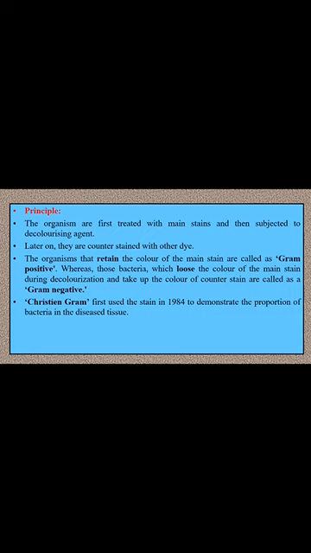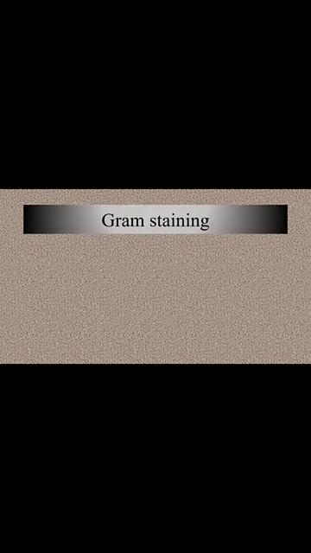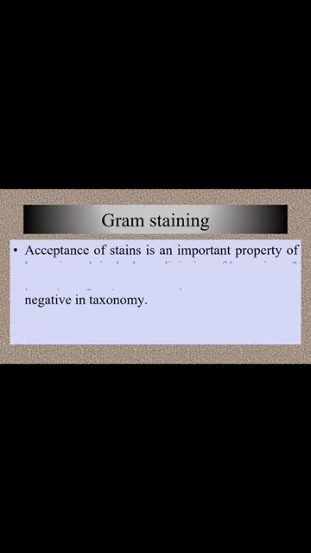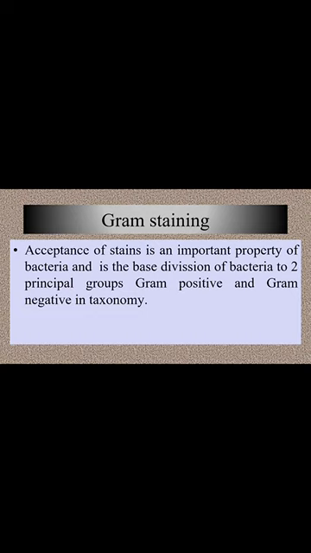The scientist Christian Gram first used the stain in 1884 to demonstrate the presence of bacteria in diseased tissue. There are different modifications of gram staining using the same principle. Acceptance of stain is an important property of bacteria and is the best basis for dividing bacteria into two principal groups, gram positive and gram negative, in taxonomy.